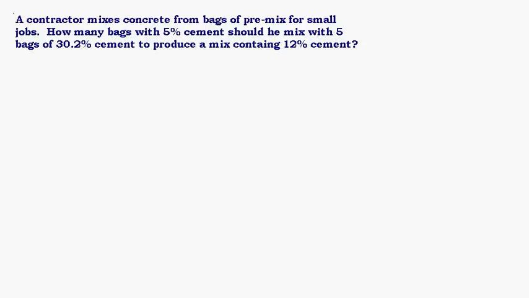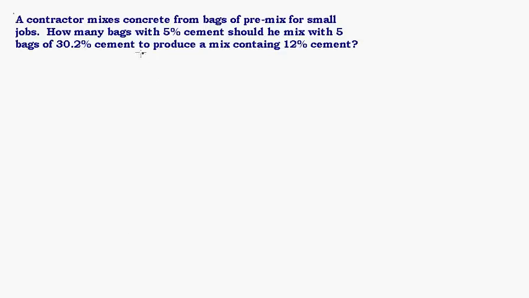Our problem says a contractor mixes concrete from bags of premix for small jobs. How many bags with 5% cement should he mix with 5 bags of 30.2% cement to produce a mix containing 12% cement? So the situation is we've got two kinds of things that we're going to mix together to get a different percentage. And you're going to see lots of problems that involve this same situation if you're taking an advanced algebra class or a beginning algebra class. Sometimes it's like a guy mixed a certain percent of alcohol with another percent of alcohol to get a different percent mixture, or a percent acid, or something like that.